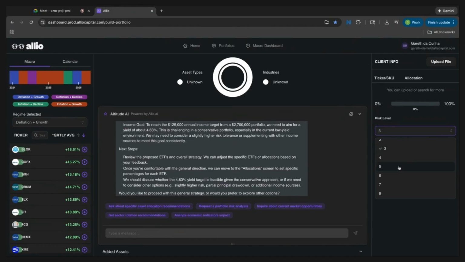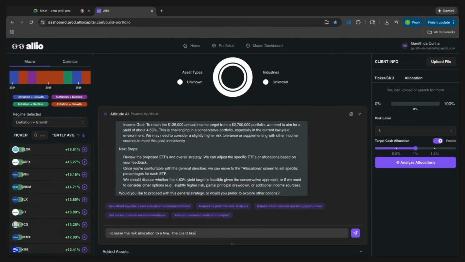I know this client is very interested in tech, so possibly some individual tech stocks if possible. And yeah, I agree with keeping it within the 5 to 6 range. Yeah. All right. So we'll add the risk allocation to set. The client likes tech. Include... okay. What else did you say?